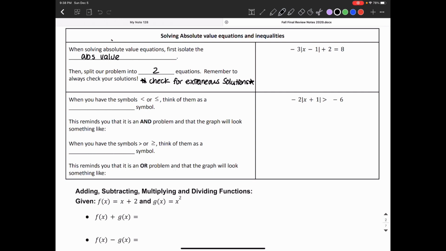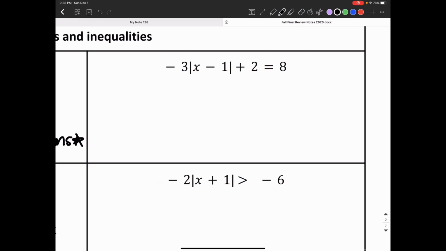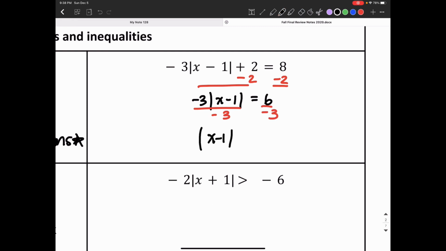Sometimes you might solve and get something that doesn't actually work. Over here, I am going to do this problem. I have -3 times the absolute value of x minus 1, plus 2, is equal to 8. I'm going to first start by subtracting 2 on both sides. I'm going to get -3 times the absolute value of x minus 1 is equal to 6. The reason I am subtracting 2 is eventually to get that absolute value isolated. Then the last thing to get the absolute value isolated on the left is to divide by -3. I'm going to end up with the absolute value of x minus 1 is equal to -2.